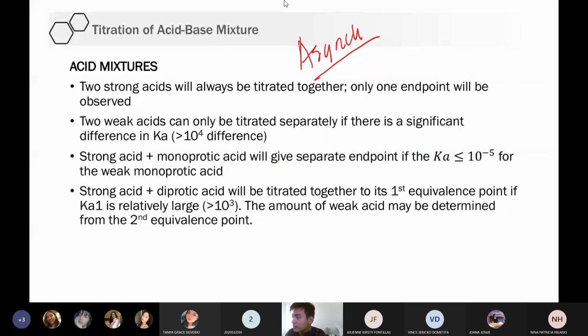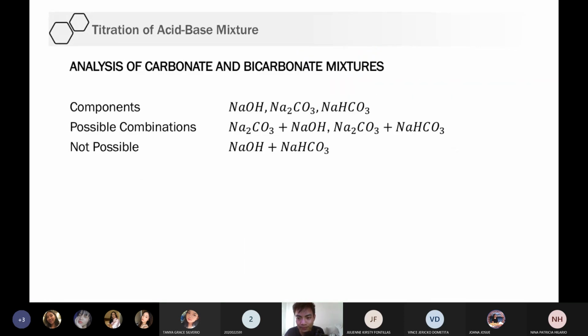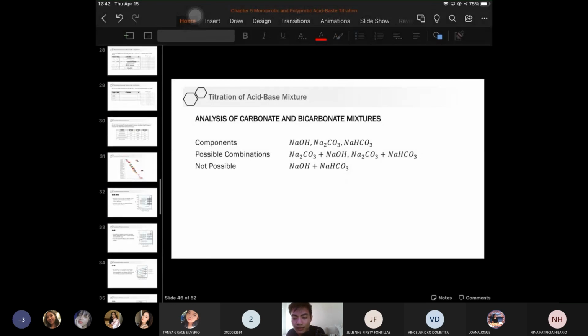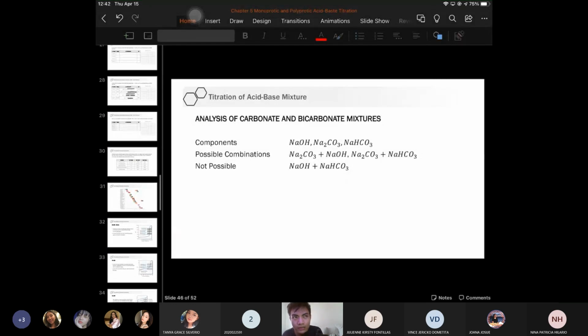Mag-upload ako ng worksheets sa weekends. When I say weekend, hindi Sabado yan, Linggo yan. Sabado baka nagbabawi pa ako ng tulog. So, expect Sunday yan. Doon na yung worksheet, including the last topics. Hopefully clear tayo sa weak acid, strong base, weak base, strong acid.